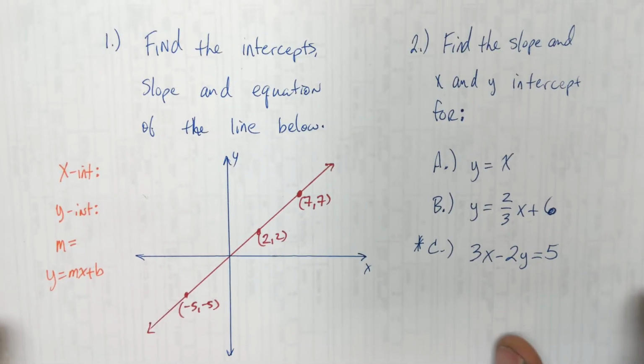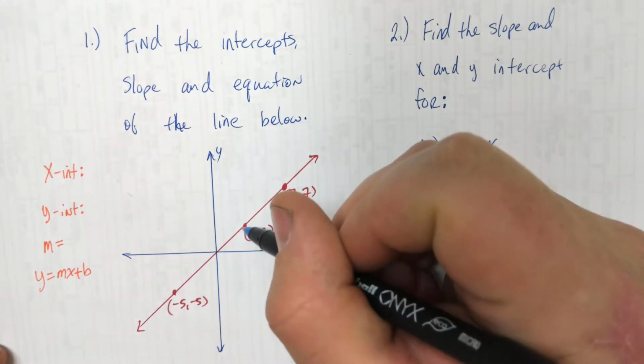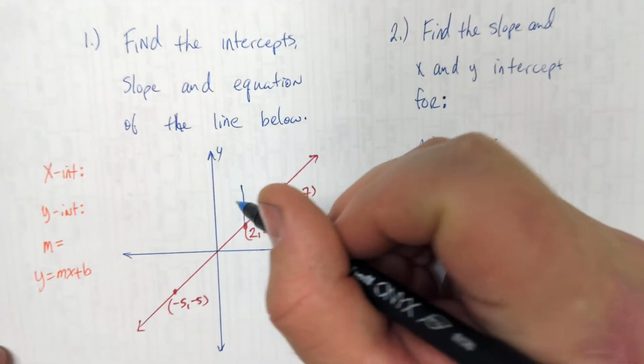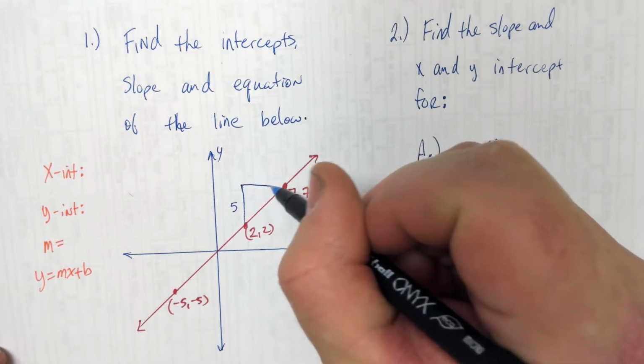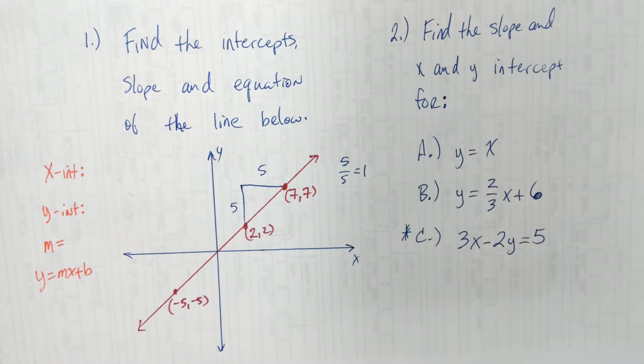Is it because the coordinates are the same? Is that why it's going to be 1? Well, this goes up 5, right? And then over 5. 5 over 5 equals 1.